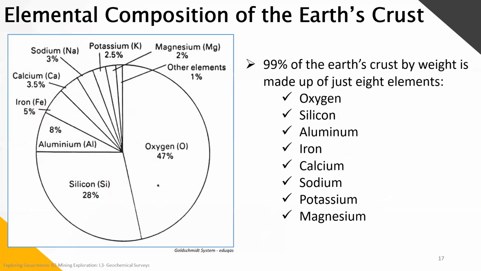So 99% of the Earth's crust by weight is made up of just 8 elements, and these elements are oxygen, silicon, aluminum, iron, calcium, sodium, potassium, and magnesium.